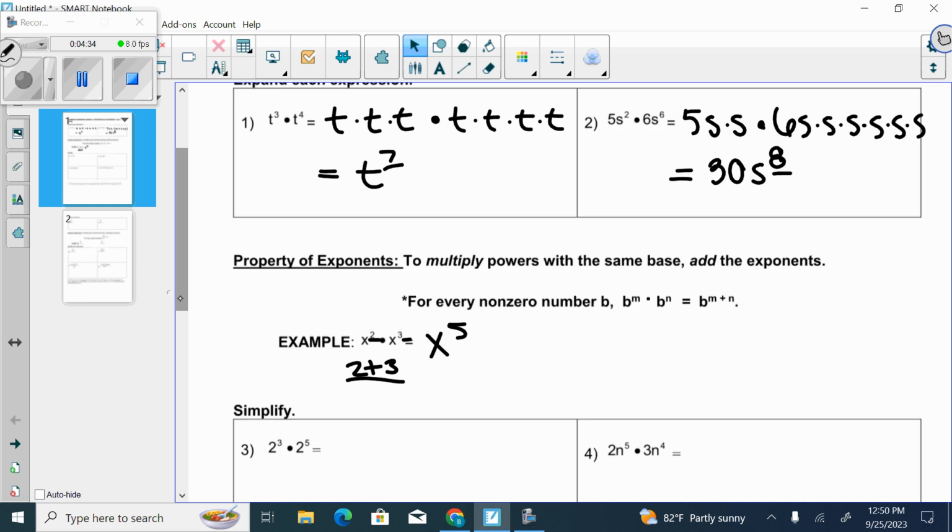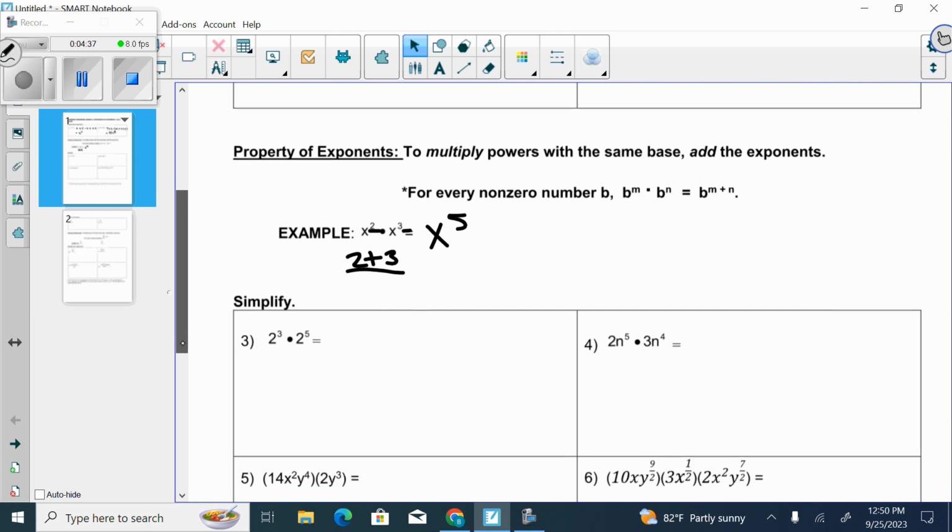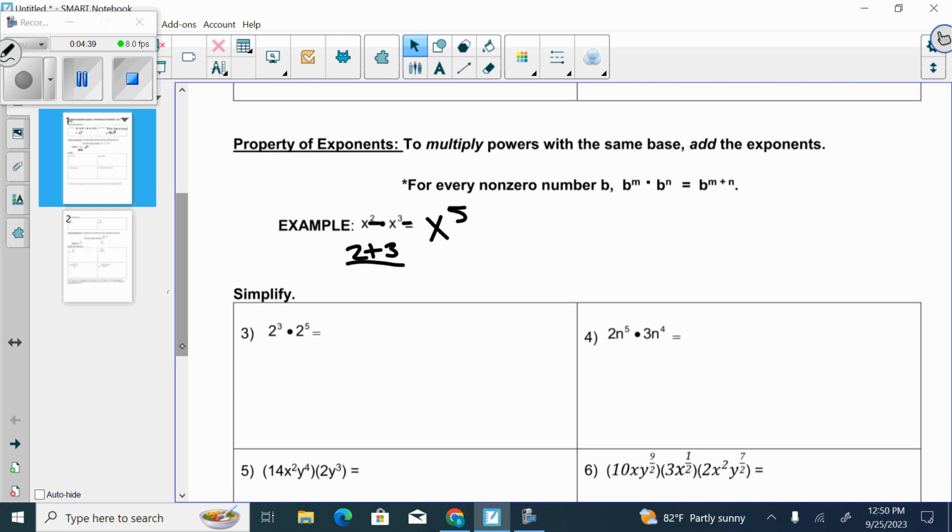Would it be the same, what I said about the power of 5? Is that correct? Yes. You can say the 5th power or the power of 5. It means the same thing.